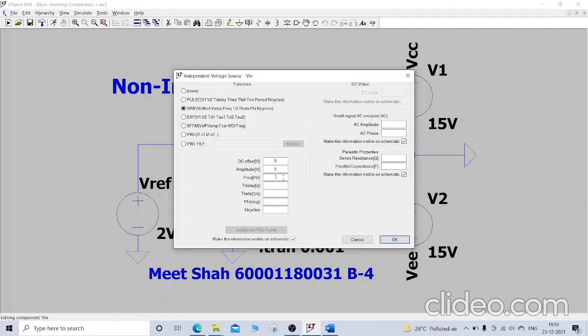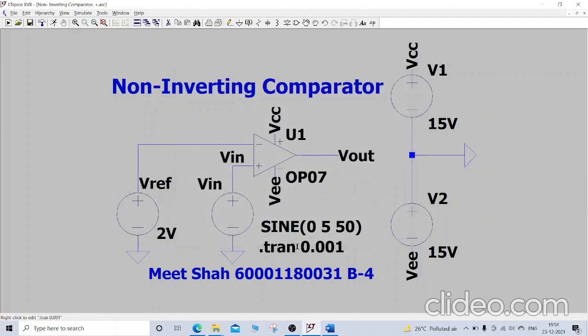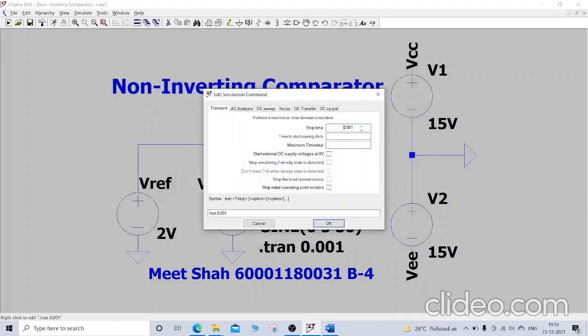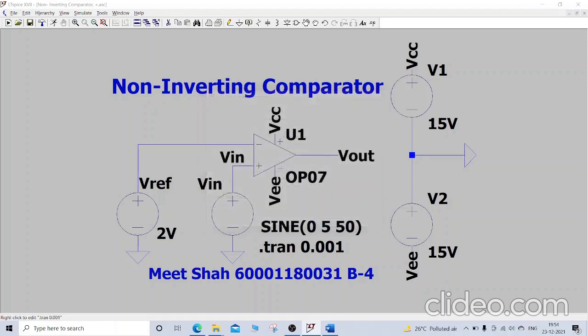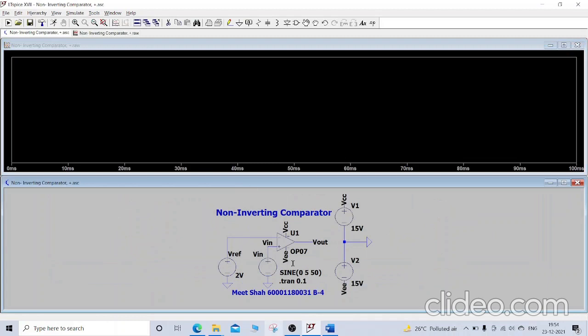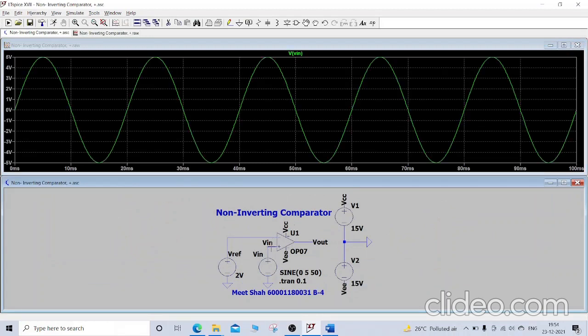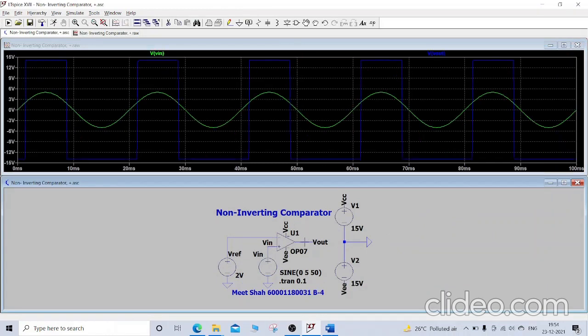So we'll start with 50 and see what we get as an output. So here we'll change it to 0.1 so we can see it clearly. We simulate this, and we give it V in and V out. So we can see we are getting a square wave as an output for 50 Hz.